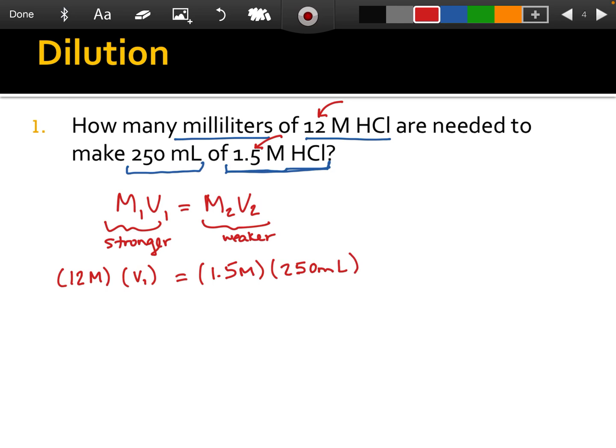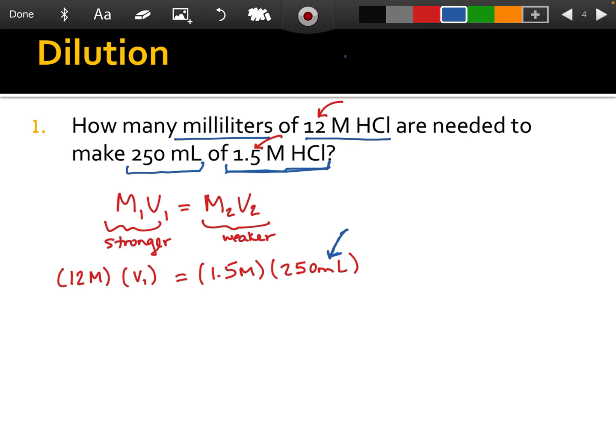In the last lesson, you learned about molarity. For molarity, the units had to be moles per liter. For dilutions, since one side is equal to the other, as long as the volume units match up, you can use milliliters or you can use liters. You can keep this in milliliters or convert it to liters and you'll get the same answer.